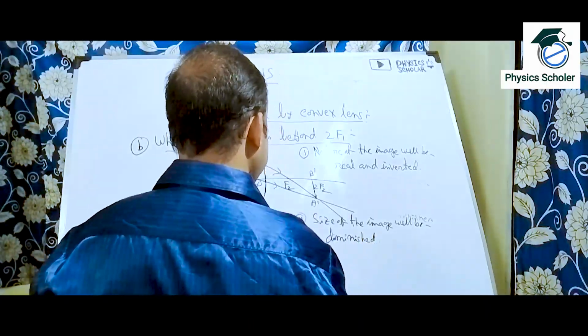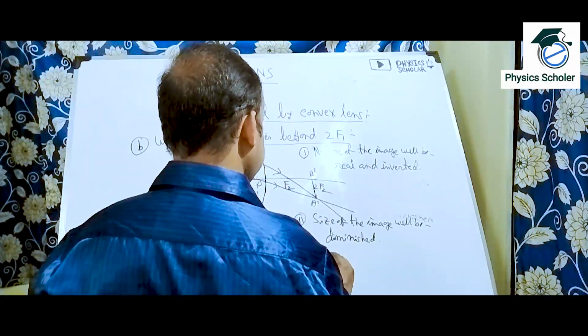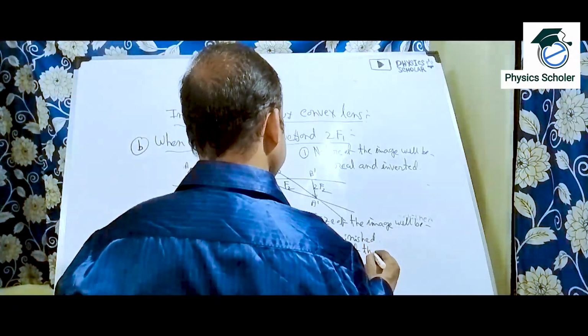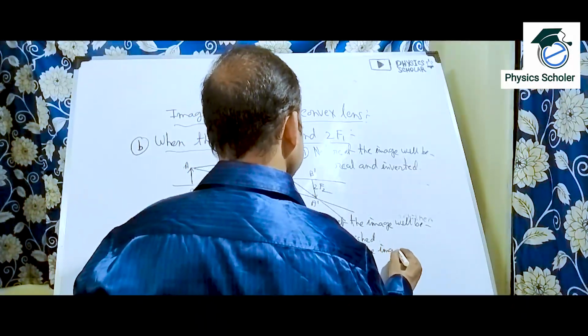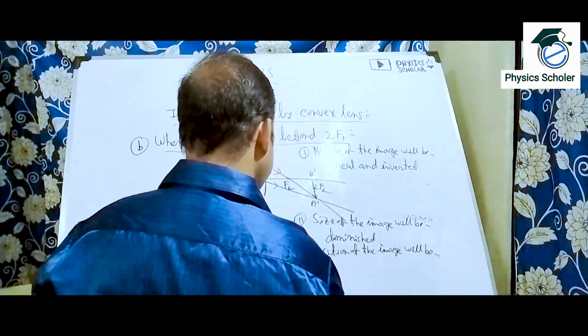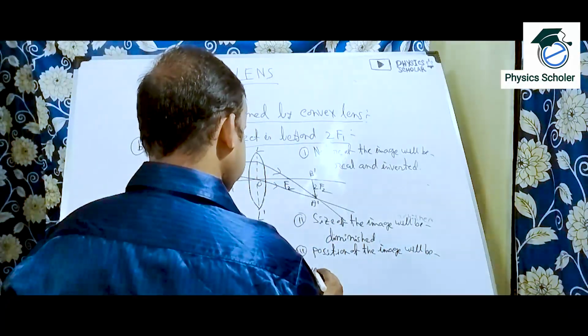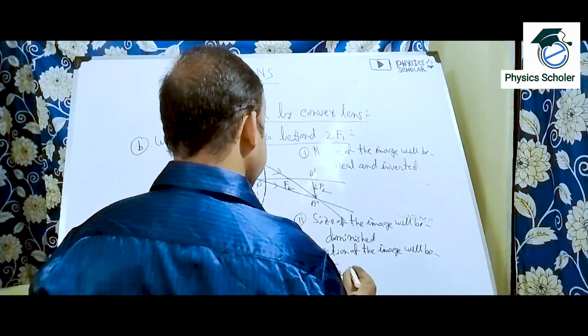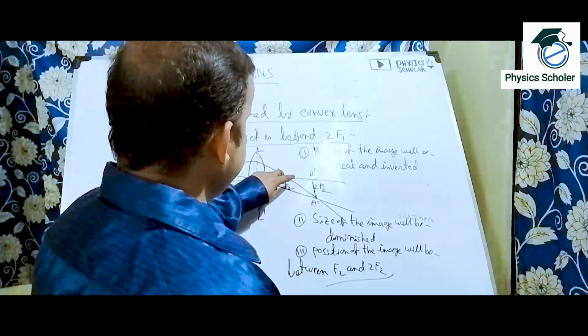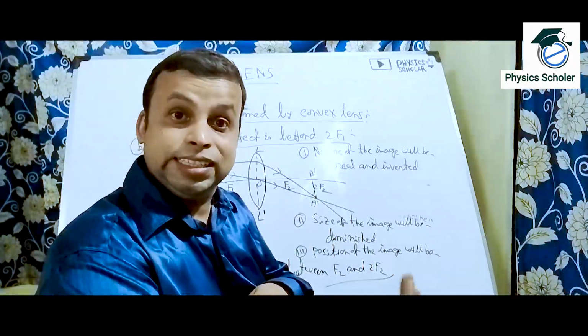Okay, and the position of the image will be between f2 and 2f2. That means between the focal length and the double focal length on the other side of the lens.